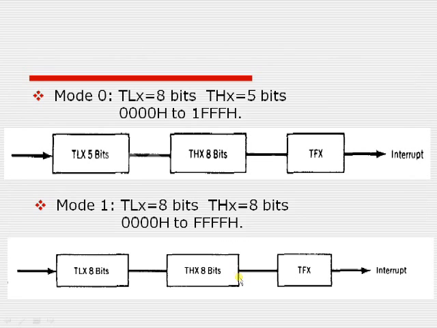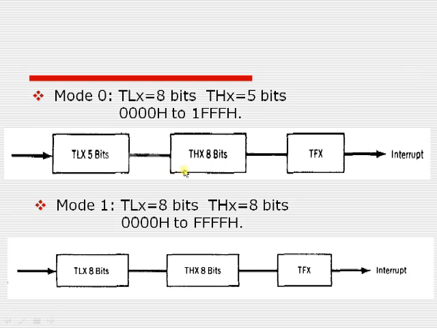Now let us see how these registers are present inside the modes, that is mode 0, mode 1, mode 2 and mode 3. Here mode 0 is called the 13-bit mode. Why? Because we are using only 13 bits of the timer register. It might be the timer 0 or timer 1 register. As you can see here, the lower byte of the timer register will be using only 5 bits and the higher byte of the timer register will be using 8 bits. So a total of 8 plus 5 is nothing but 13 bits. That is why it is called the 13-bit timer mode.